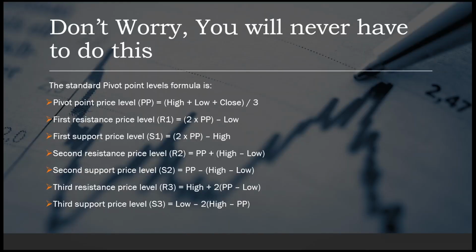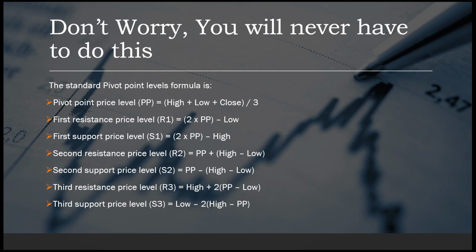But a standard pivot point level formula is the pivot point price is equal to the high plus the close plus the low divided by 3. High, low, close divided by 3. The first resistance level would be 2 times the pivot point level calculated above minus the low. The first support level would be almost the opposite: 2 times the pivot point level minus the high.